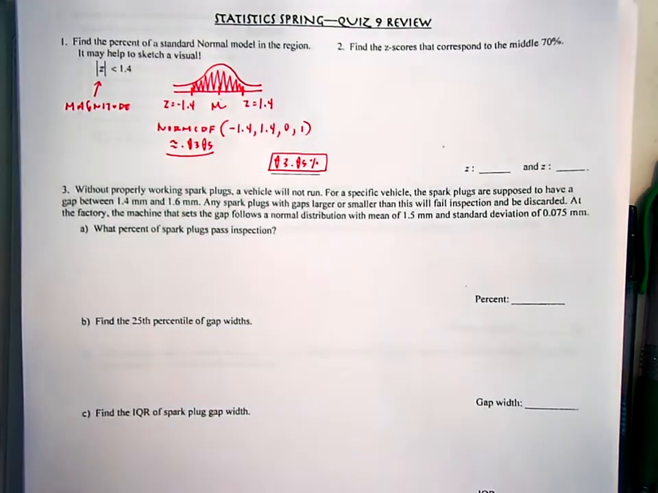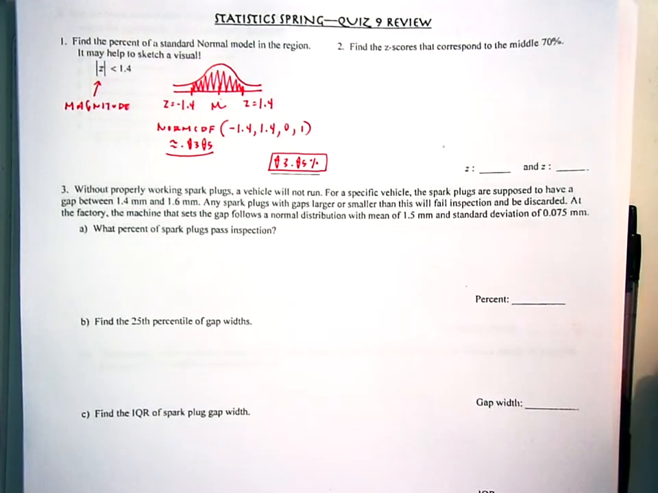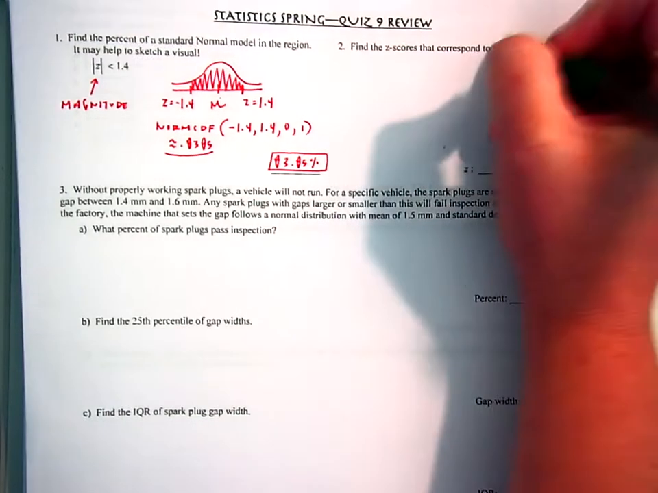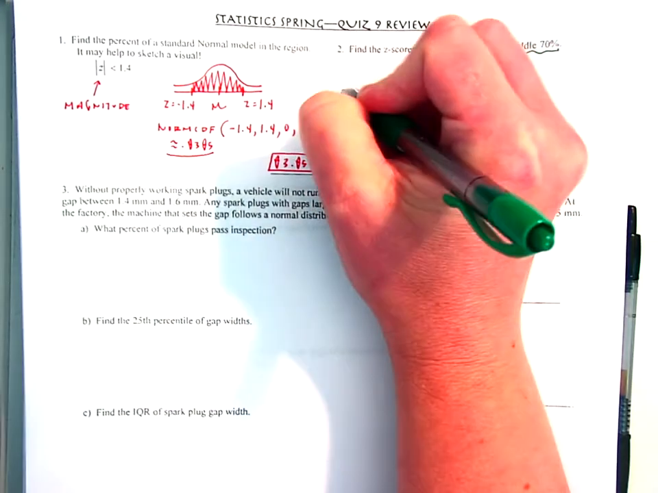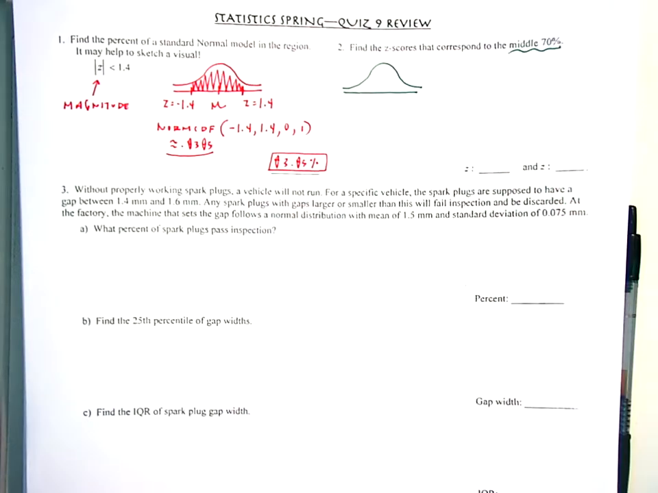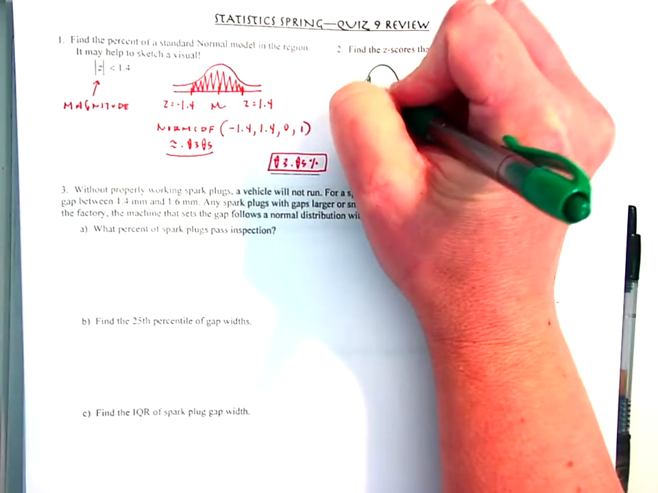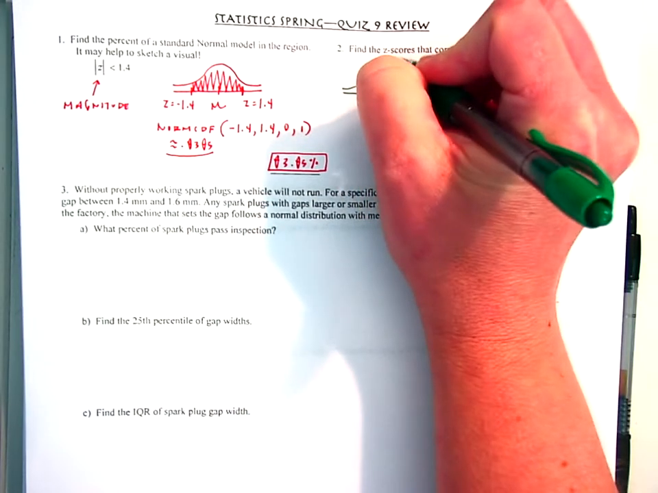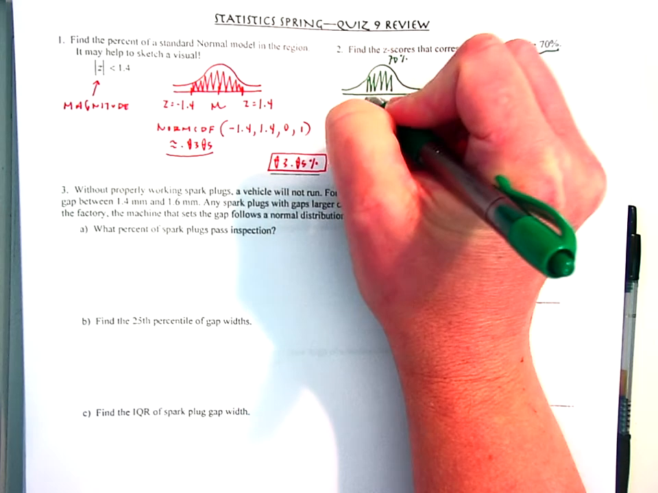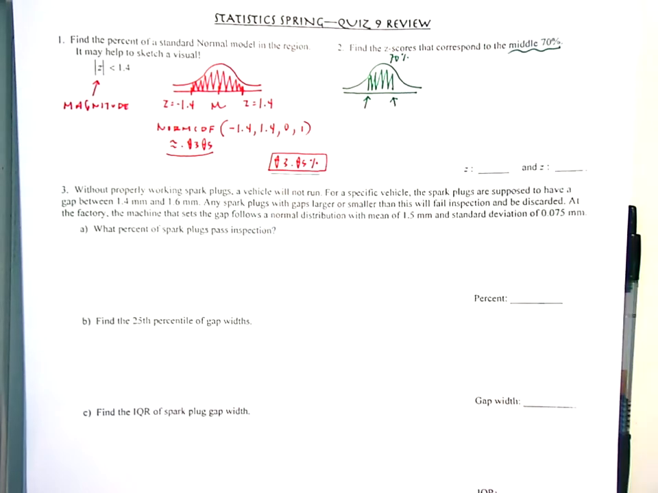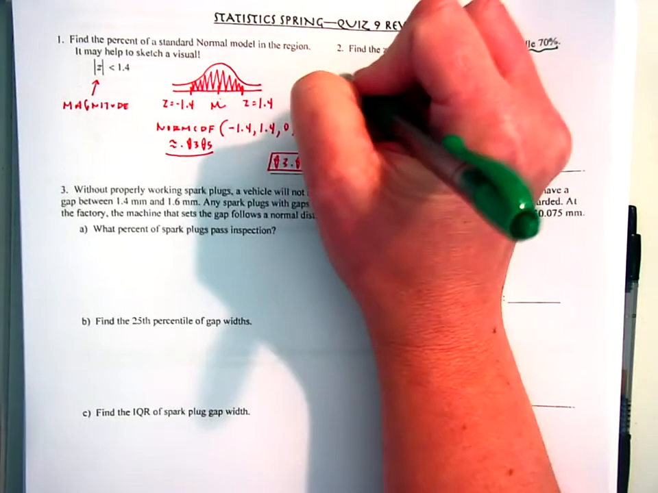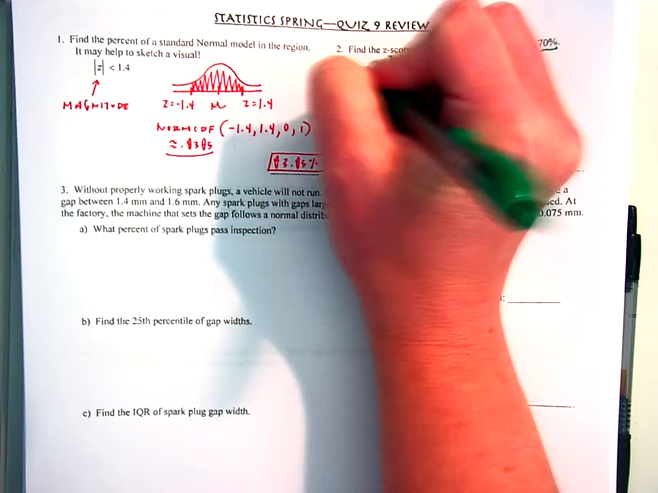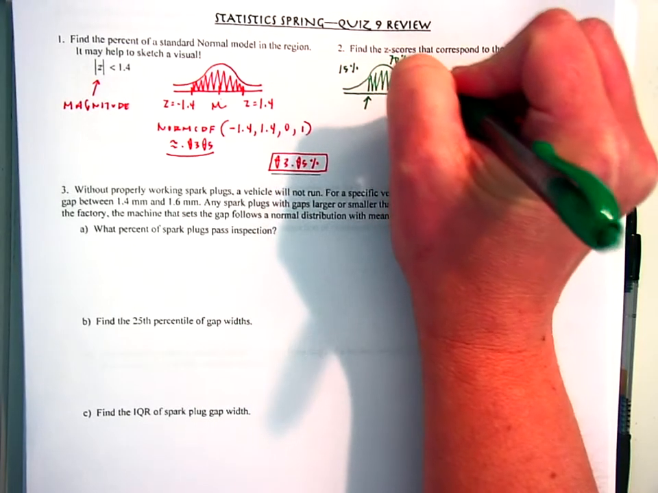Next, find the z-scores that correspond to the middle 70% of our data. Here is my normal curve. You know I love a picture. Middle 70, so roughly from here to here, there's my middle 70. I'm looking for the marker here and here. I need to remember that the remaining area is 30%. If I split that two ways, I have 15% here and 15% over here.